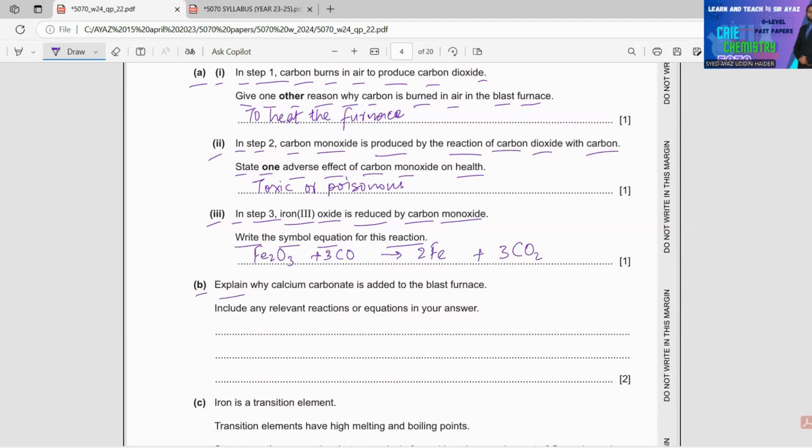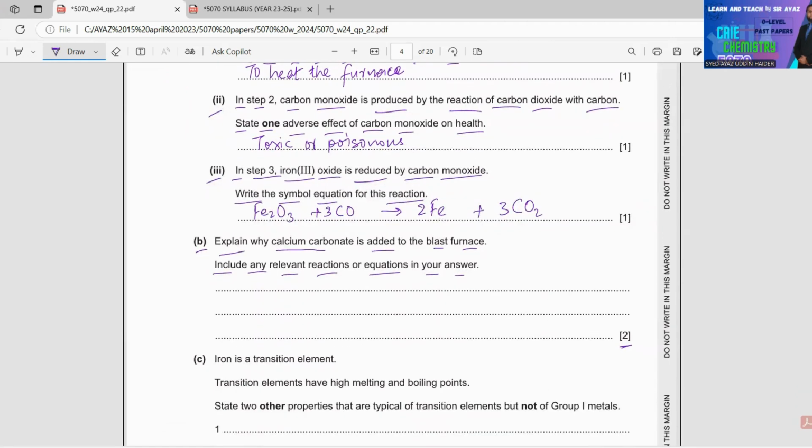B, explain why calcium carbonate is added to the blast furnace. Include any relevant reactions or equations in your answer. So you have to give a reaction equation also and it's of 2 marks. So first of all, calcium carbonate decomposes to produce calcium oxide. And this calcium oxide reacts with impurities, which is sand or silicon 4 oxide.